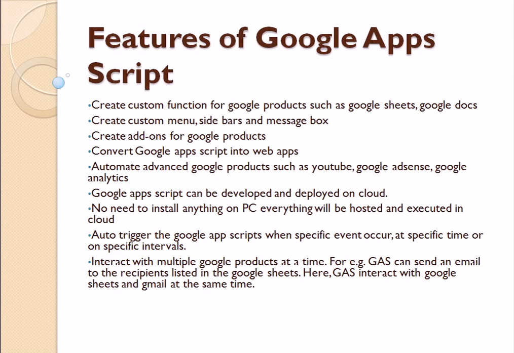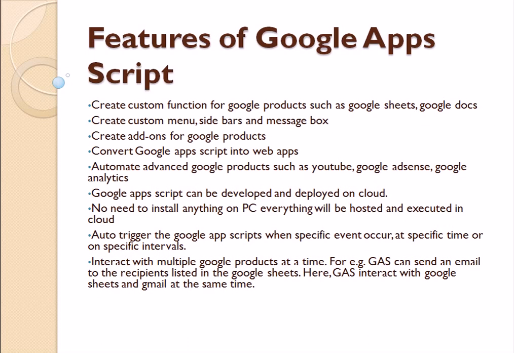The next one is no need to install anything on your PC, because everything runs on the Google server. Whatever you execute will run directly on the Google server. And you can auto-trigger the Google Apps Script when a specific event occurs, at a specific time or on a specific interval. For example, if you have created a Google form and want a script to notify you every time a user submits some information on the form, you can write the script and deploy it on the Google form. Whenever a user submits information, you will get an email, triggered in a customized way of how you want.